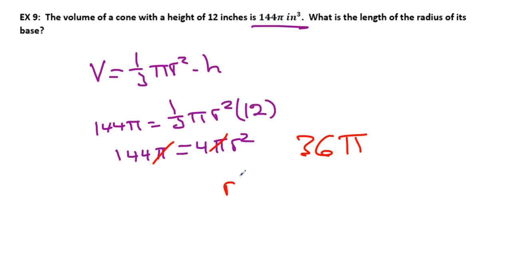Okay, so r squared, oh, there was no pi, is equal to 36. r is equal to 6. Okay.